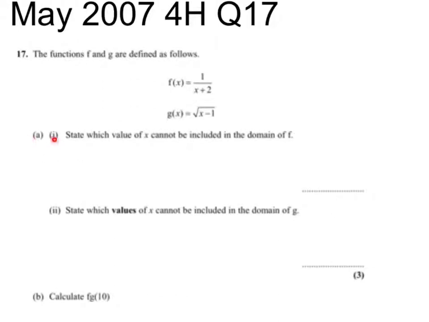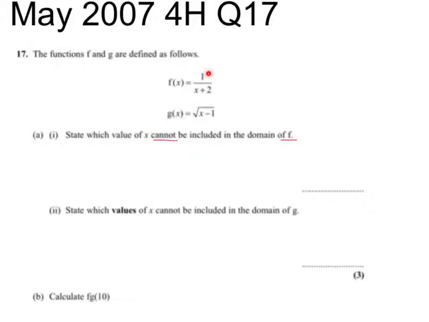This is a functions question, so let's zoom in and get started. Part A, part 1 says state which value of x cannot be included in the domain of f. So we have a look at f and we see that f of x is 1 over x plus 2.